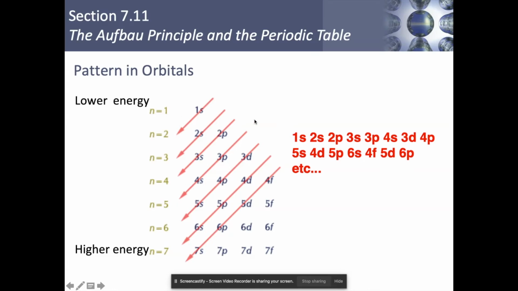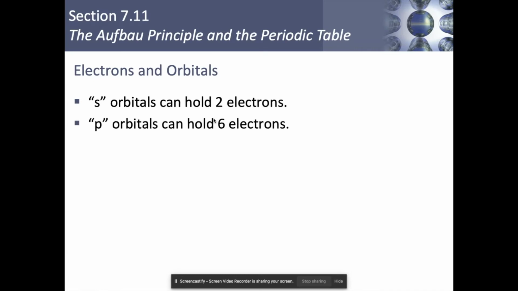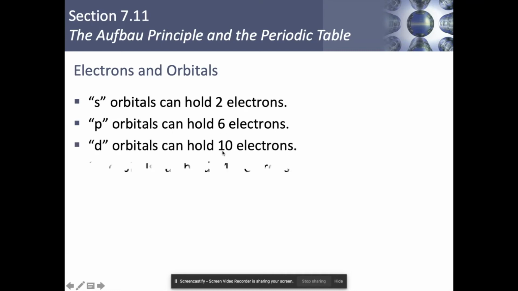Now, let me explain to you why it's important to know lower energy to higher energy orbitals. And there's a reason for that. So more on that in a little bit. Little side note, s orbitals: anytime you see an s orbital, it can only hold 2 electrons. Okay, p orbitals can hold a maximum of 6 electrons. D orbitals can hold 10. F orbitals can hold 14. Now, this seems fairly arbitrary. 2, 6, 10, 14, what's going on with that?